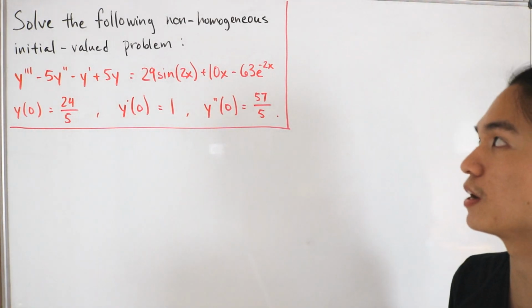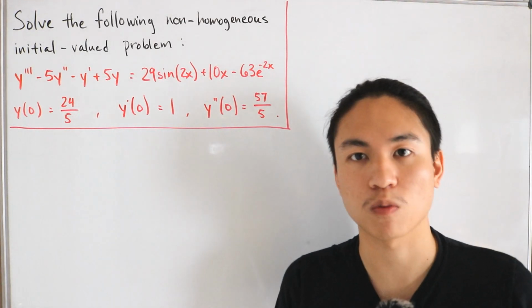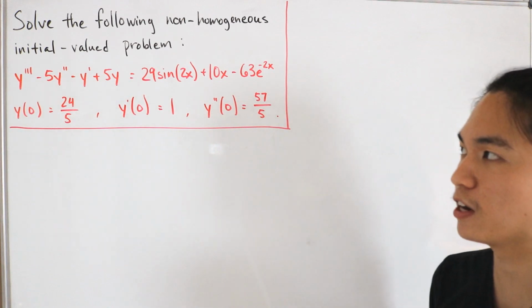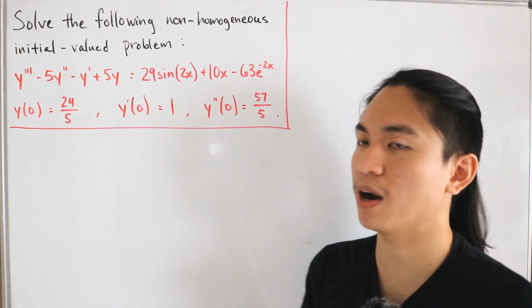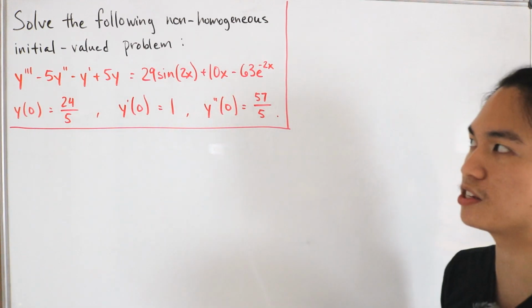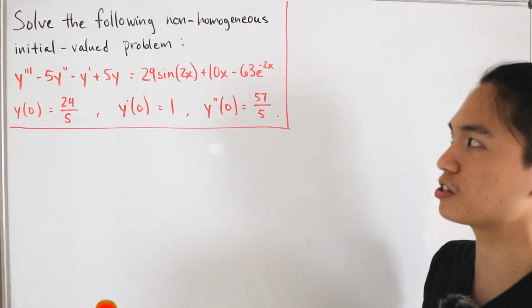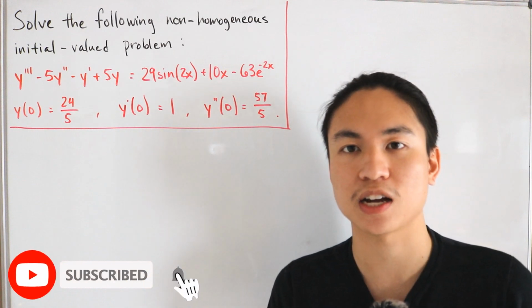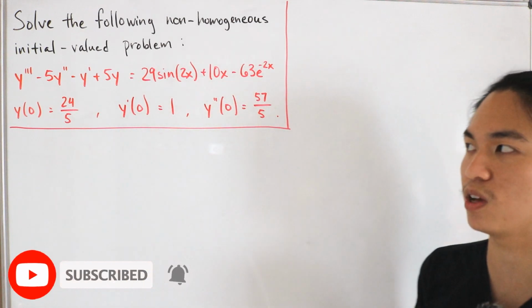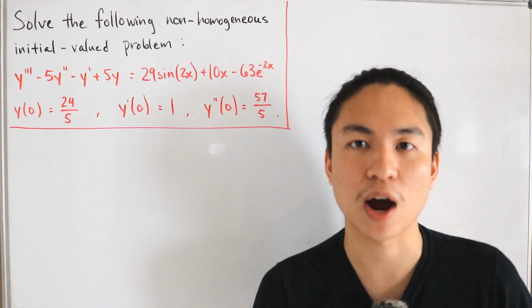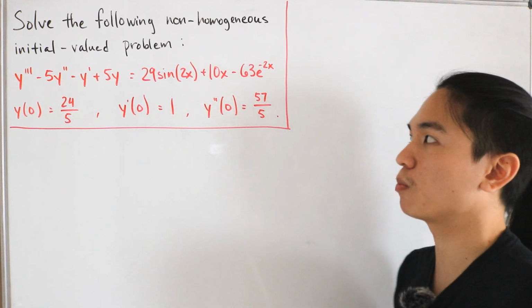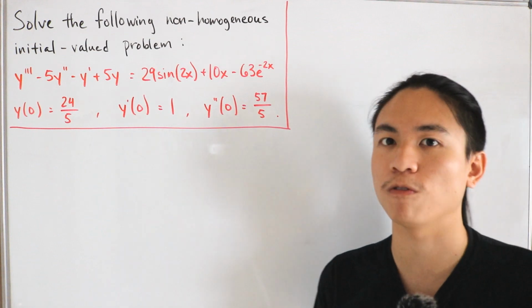Here we'd like to solve a non-homogeneous initial value problem with differential equations. We want to find a general solution for y triple prime minus phi times y double prime minus y prime plus phi times y equal to 29 times sine of 2x plus 10x, subtract 63 times e to the negative 2x. We're also given three initial conditions: y of 0 is equal to 24 divided by 5, y prime of 0 is equal to 1, and y double prime of 0 is equal to 57 over 5.